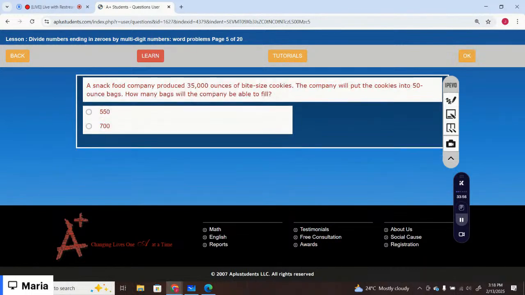A snack food company produced 35,000 ounces of ice cookies. The company will put the cookies into 50-ounce bags. How many bags will the company be able to fill?